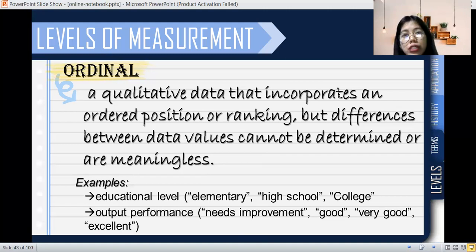Now, we also have the ranks in a contest. Another example is the ranks in a contest. You can say first, second, third. Though it uses numbers, in ordinal this is only to rank, no? However, it is still part of qualitative data.